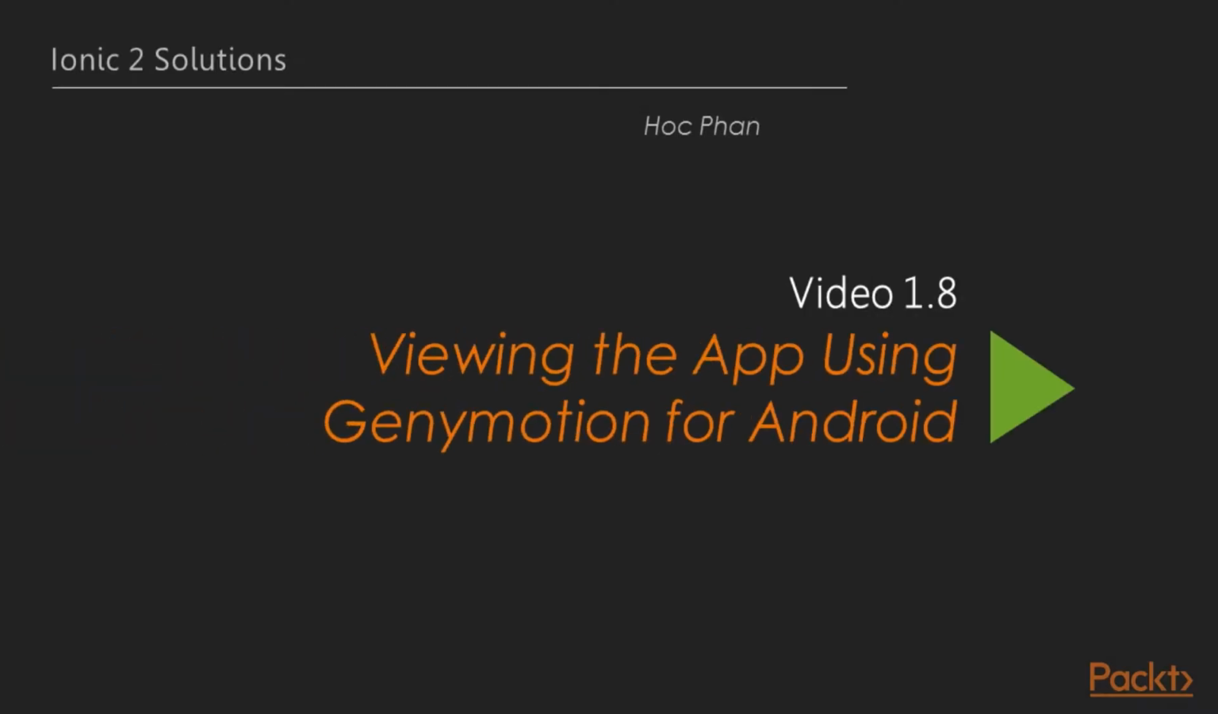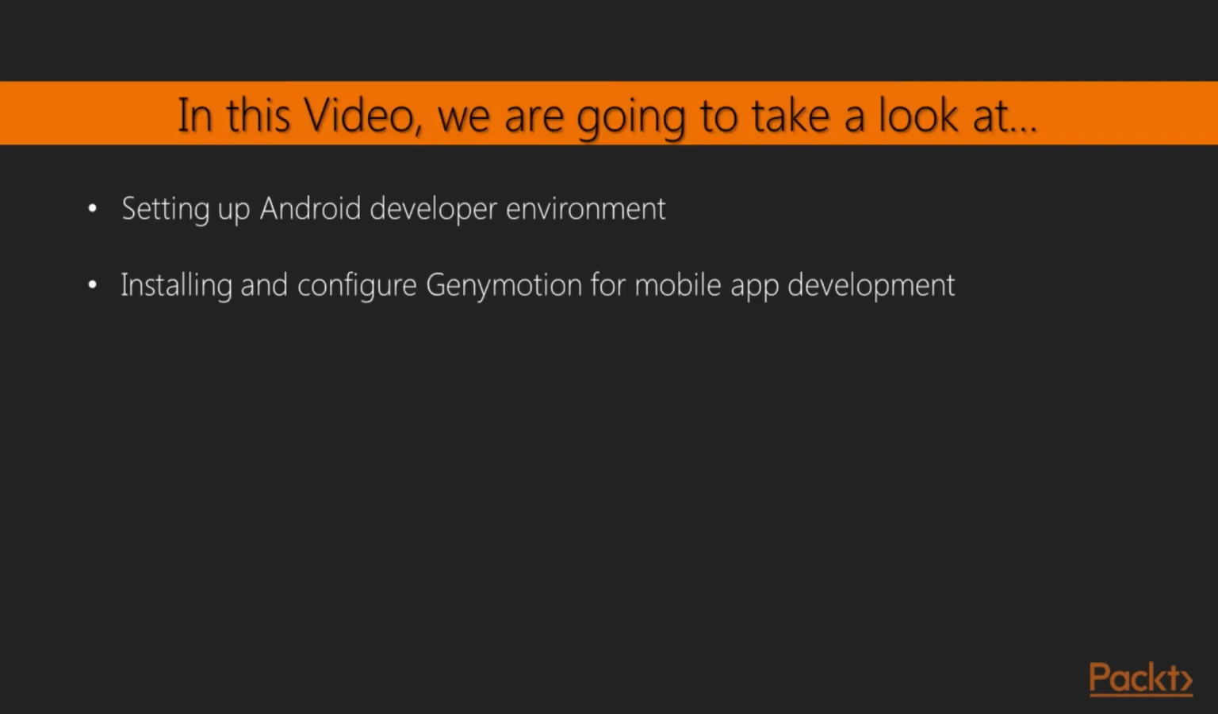Welcome to the video viewing the app using Genymotion for Android. In the previous video, we looked at viewing our app using Xcode. In this video, we'll learn how to set up Android developer environment, on a Mac in this case first. Then we'll install and configure Genymotion for mobile app development.